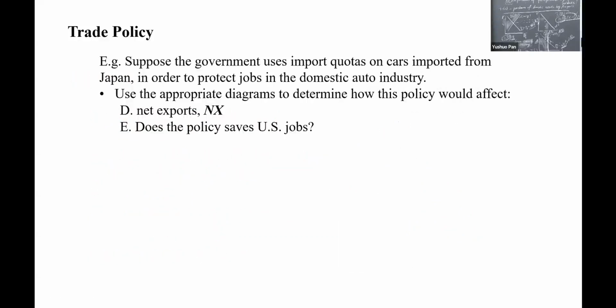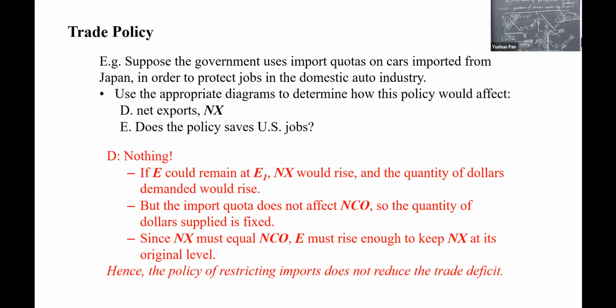So does the policy save the US jobs? Well, at the beginning, if E could remain at E1, the net export would rise because the import decreased. But the import quota doesn't affect the NCO, so the quantity of dollars supplied is fixed. Since NX must equal NCO, E must rise enough to keep NX at its original level. As a result, the policy of restricting imports doesn't reduce the trade deficit.